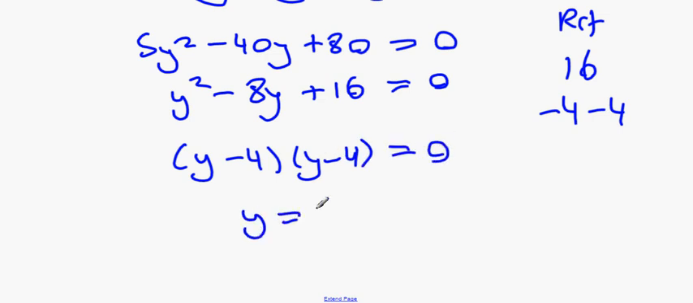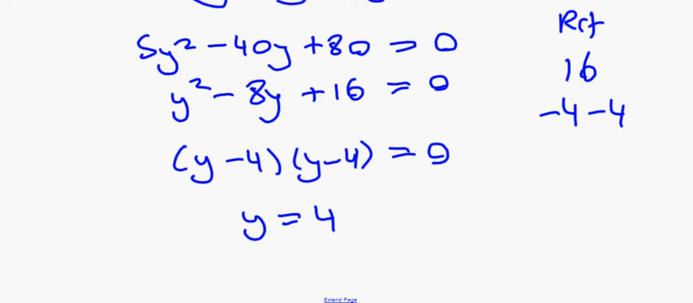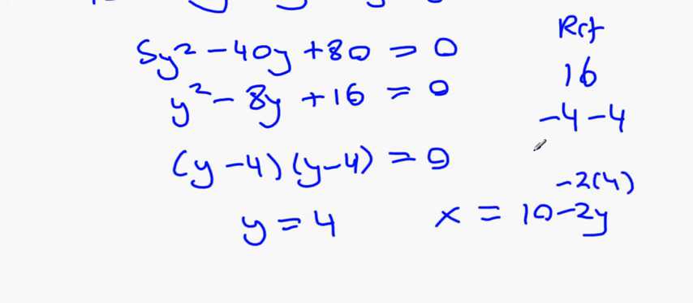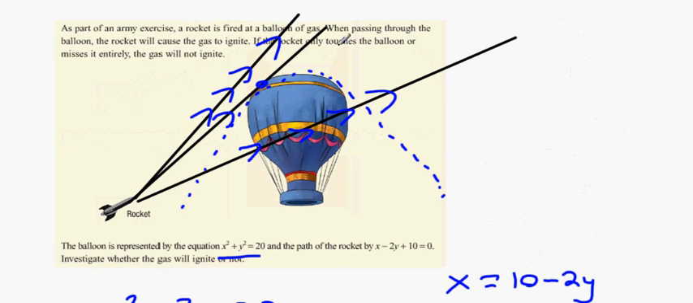y equals 4. And if y equals 4, then x equals 10 minus 2y, therefore minus 2 times 4, so 10 minus 8. x equals 2. There's only one solution, (2, 4). This means that it only touches it. It's this answer here. The red line is what the rocket takes, and because it only touches it once, the gas will not ignite.